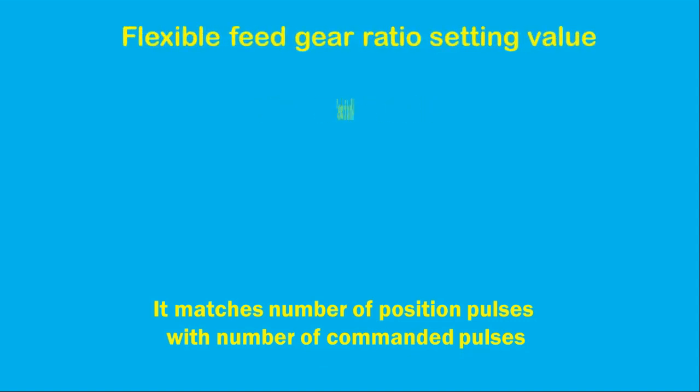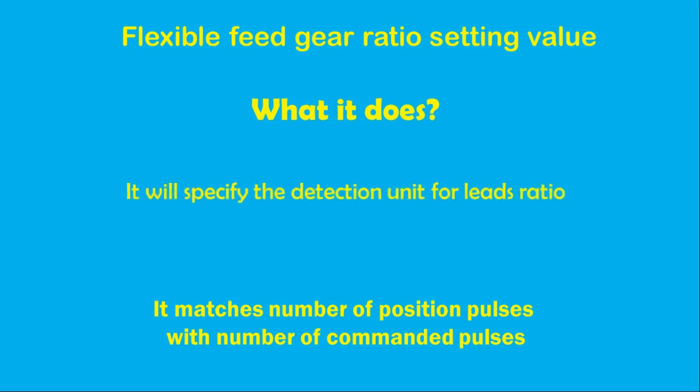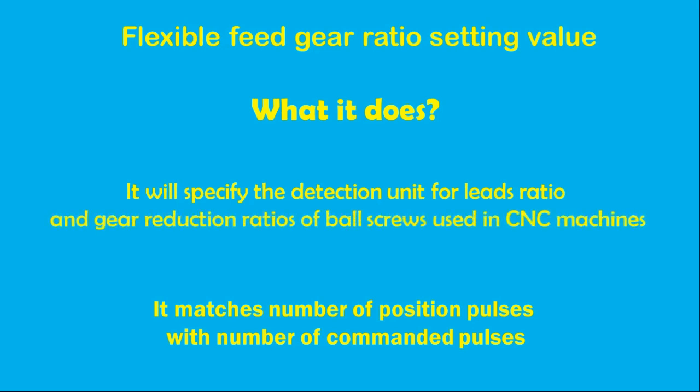First, what actually will the flexible feed gear ratio do? What is the purpose of setting the flexible feed gear ratio in a Fanuc servo system? It will specify the detection unit for leads ratio and gear reduction ratios of ball screws used in CNC machines. To specify those ratio values for ball screws, we need to set the flexible feed gear ratio.